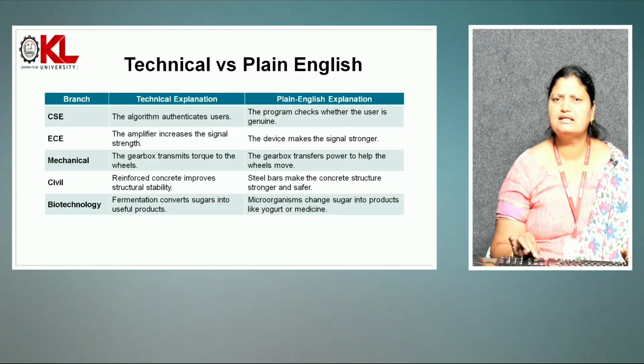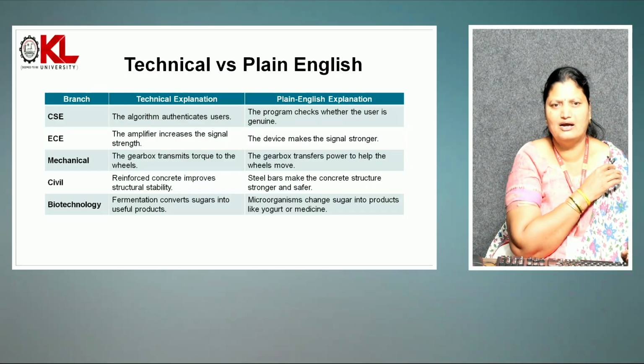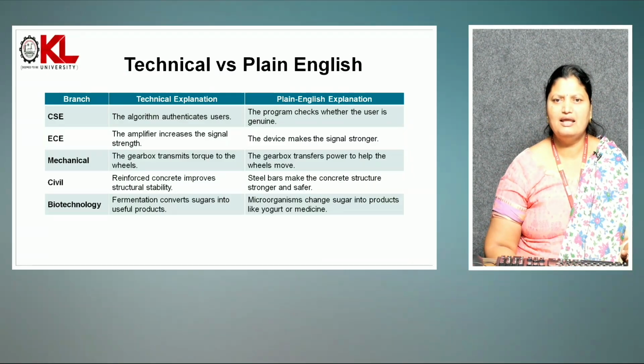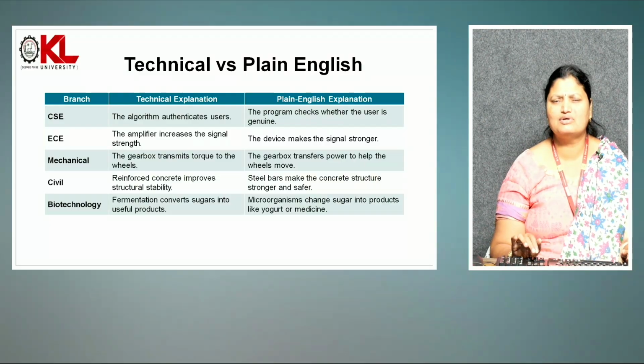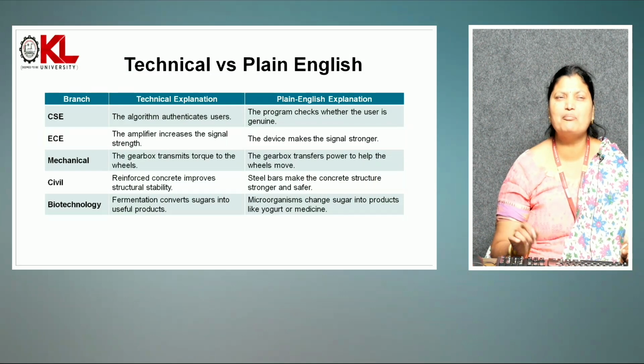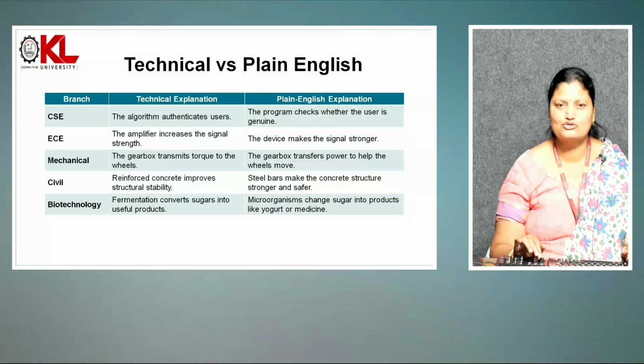And then coming to technical versus plain English, here you can see the different branches, their technical explanation, and how the same thing can be converted into a plain English explanation. First of all, CSE people use "algorithm authenticates users." Instead of using algorithm, you can simply say "the program checks whether the user is genuine." In ECE, "the amplifier increases the signal strength." Amplifier, okay, the technical term. But in plain English, what do we say? "The device makes the signal stronger."